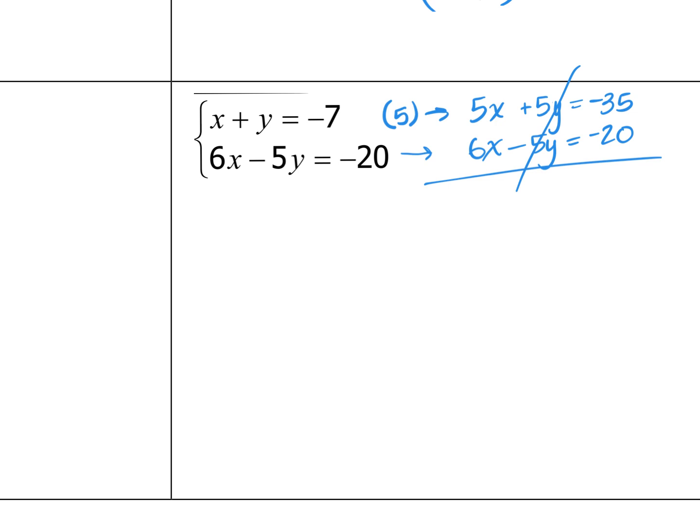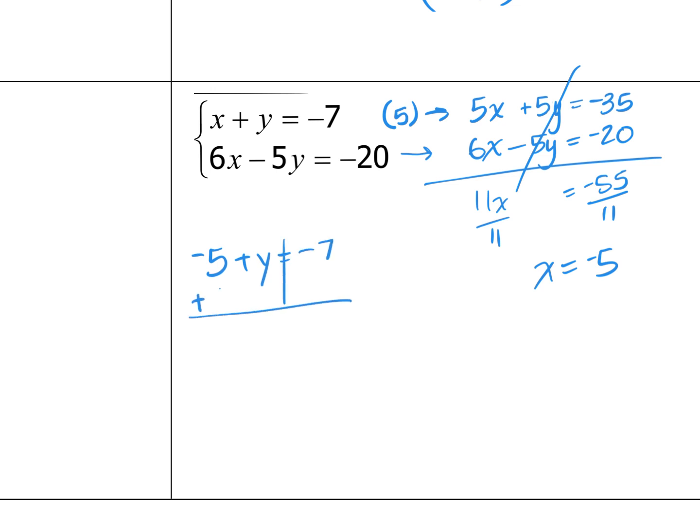Now those y's cancel out. I got 11x equals negative 55. So x equals negative 5. Then I'm going to plug it back in. So negative 5 plus y equals negative 7. Add 5 to both sides. I get y equals negative 2.